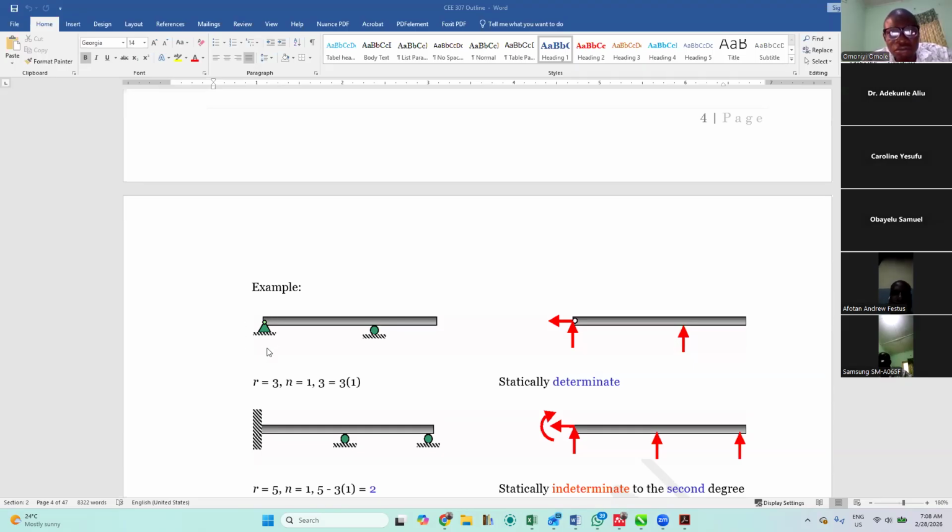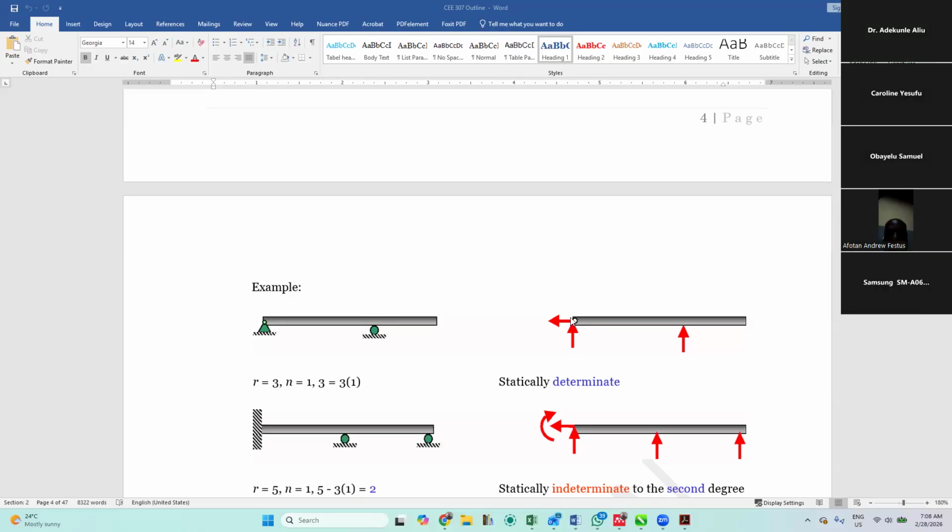Though your audio is not so clear, this is a pin support. Why is this one a roller support? Now, as I explained the other time, in a pin support, we have two unknown reactions: the forces along the x-axis and the forces along the y-axis. While for a roller support, we only have one, the force along the y component.